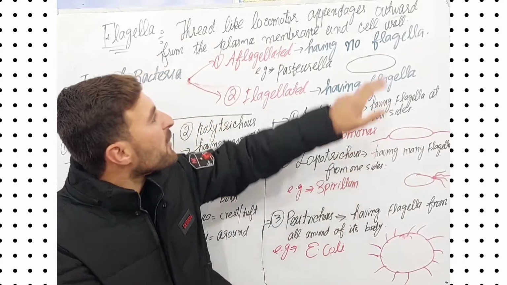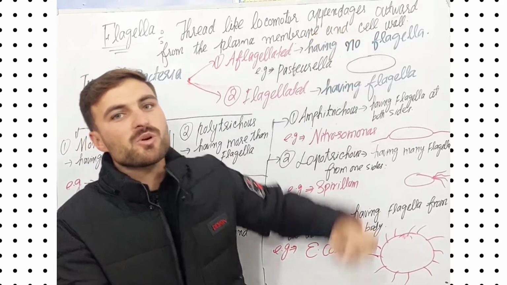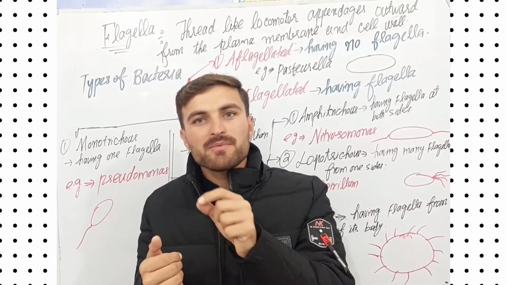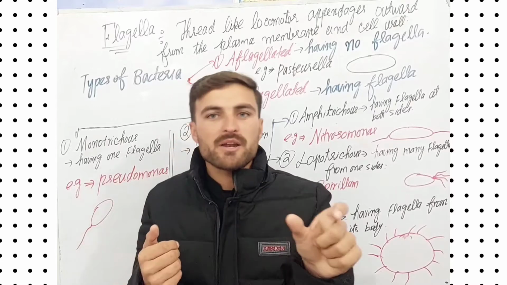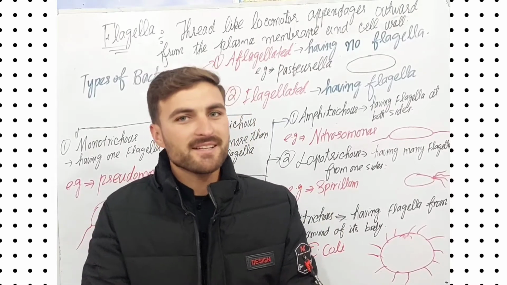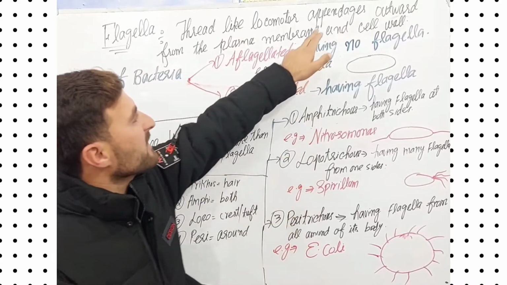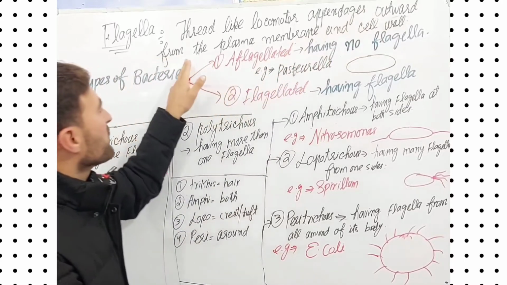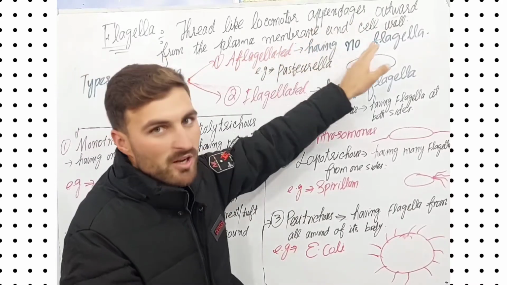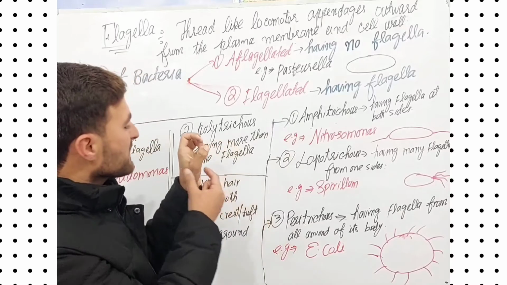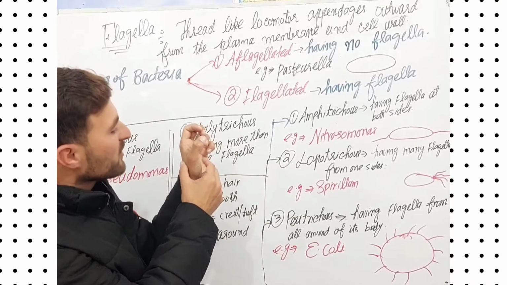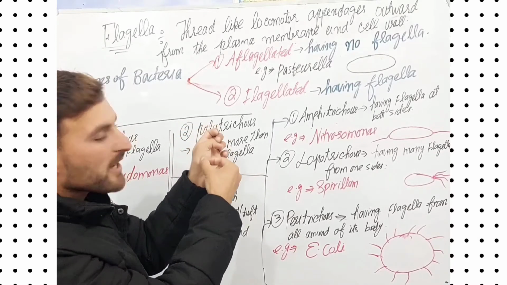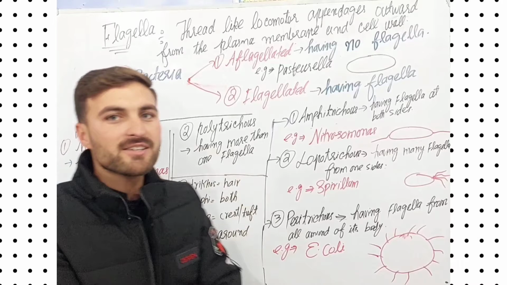After that, I have written appendages. What does this word mean? This word means something going outside from the inner side of a body to the environment. The appendages have been defined like that: the flagella are outward from the plasma membrane and cell wall. So if this is the bacterium, this is the inner side, so the flagella will go outside of this. That's why I have called them appendages.